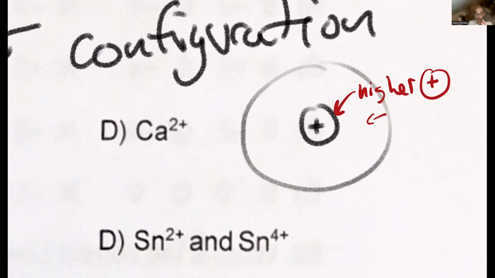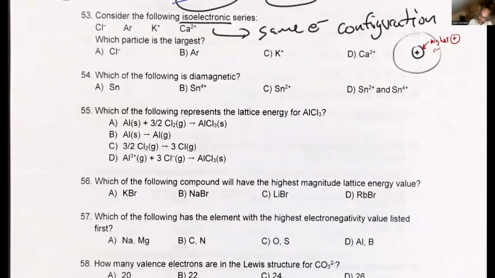And so what that ultimately comes down to, if all of these are isoelectronic, is that calcium, the one that's the highest positive, is going to do the best job of pulling things in. The higher the positive, the better it's going to do at pulling things in. So 53 should be D.